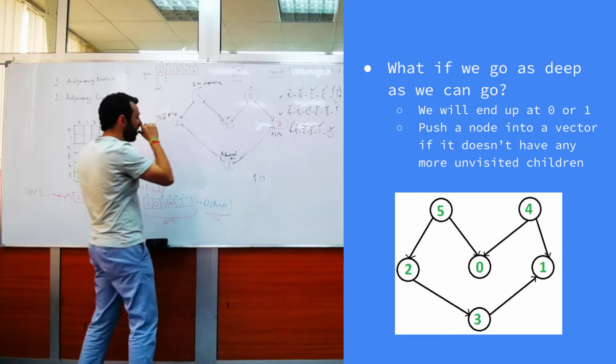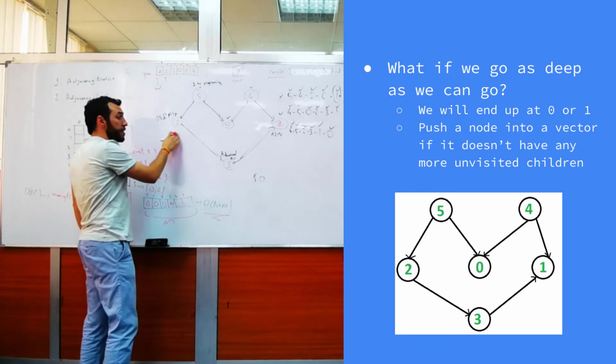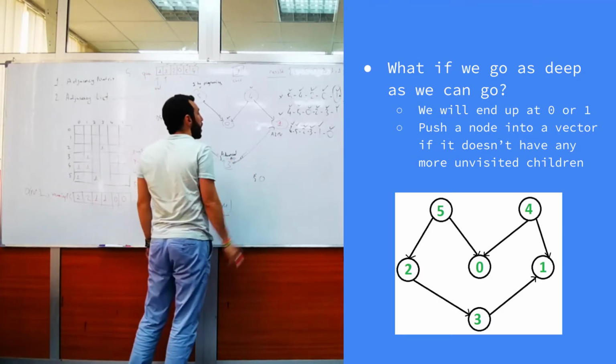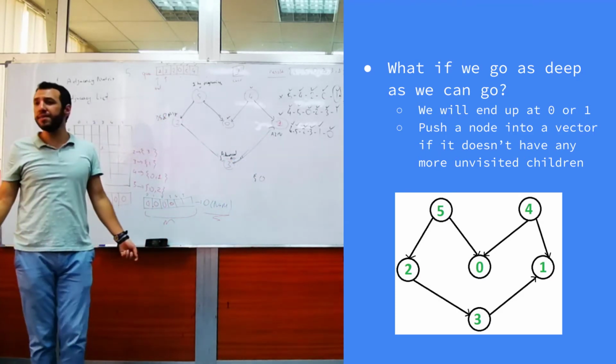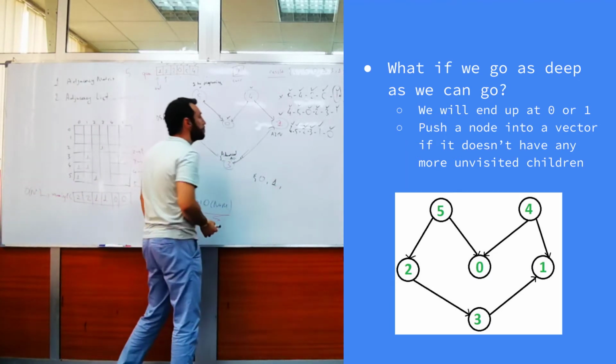And then we backtrack to 5. We have another not visited child, 2. And then 2 has 3, 3 has 1. I hit 1. Is there any place that I can go? No. Therefore, I add 1 to the list.